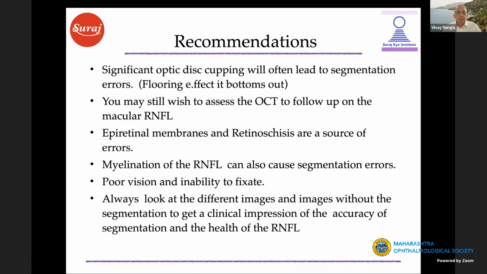And so significant optic disc cupping will often lead to segmentation errors. You may still wish to assess the OCT to follow up on the macular RNFL, which then becomes the most important segment. Epiretinal membranes and retinoschisis are a source of errors. Myelination is also another source of segmentation error. Poor vision and inability to fixate must be considered. And always look at the different images and images without the segmentation to get a clinical impression of the accuracy of segmentation and the health of the RNFL.